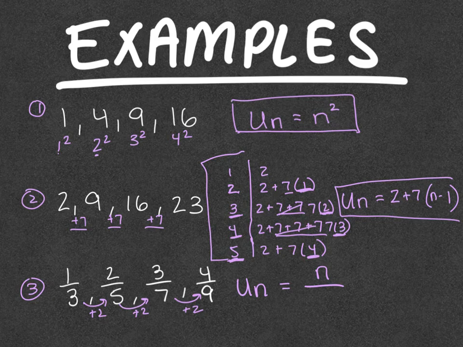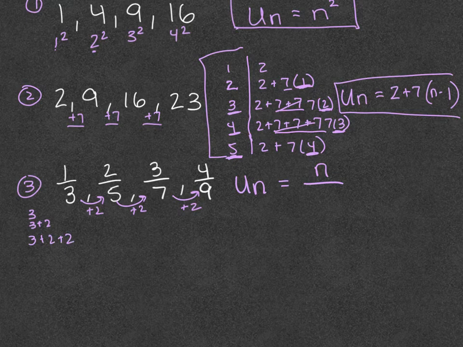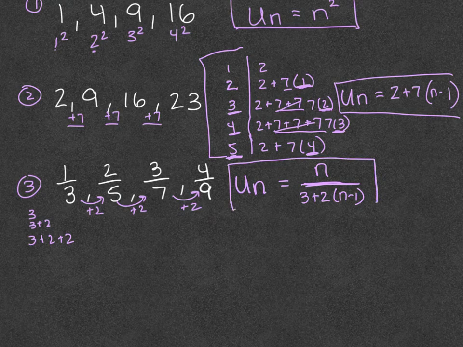Okay, so just like before, my first term is 3. My second term is 3 plus 2. My third term is 3 plus 2 plus 2. So the way we would do this is 3 plus 2, and again times n minus 1. And that would be my equation.